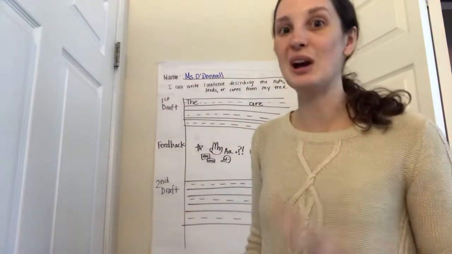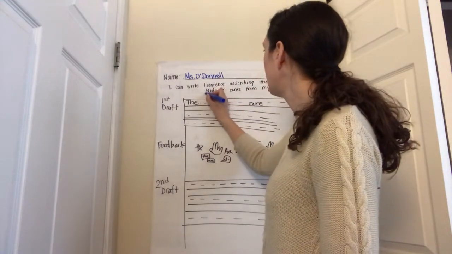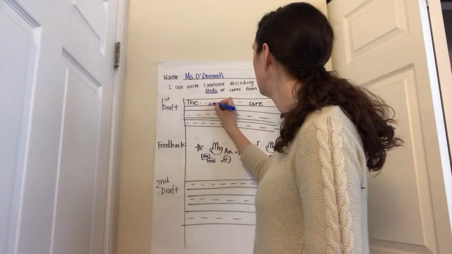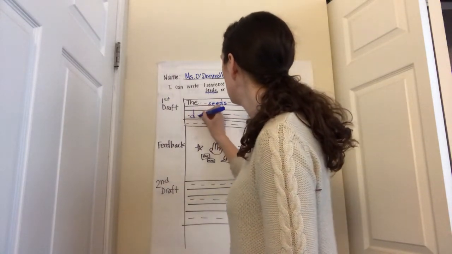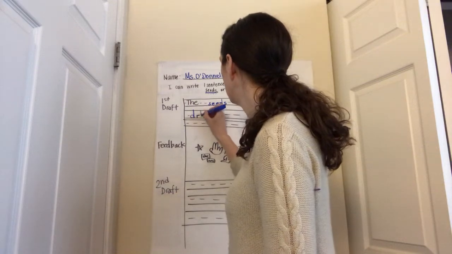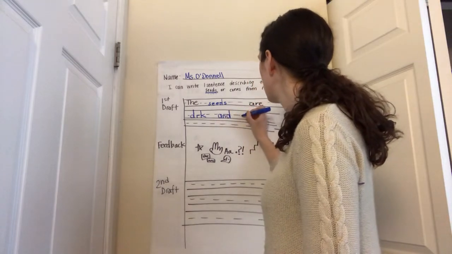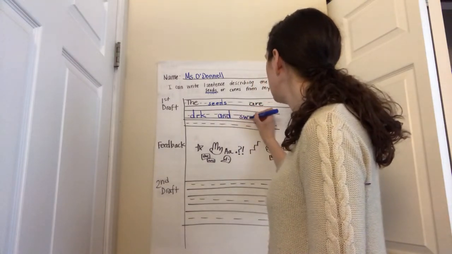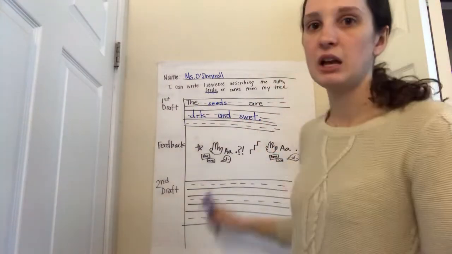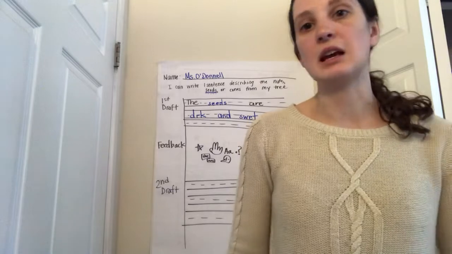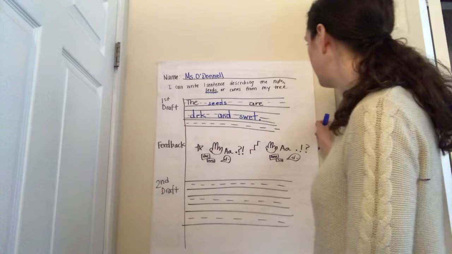I'm gonna try to add two adjectives to mine. So the seeds, I can look up here to see seeds, S-E-E-D-S. The seeds are dark, dark, and sweet. The seeds are dark and sweet. And remember, you're just trying to sound out your words today. Don't worry about trying to have perfect spelling. Just write the sounds that you hear.